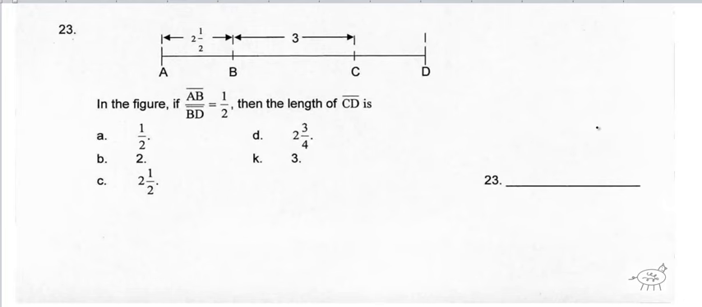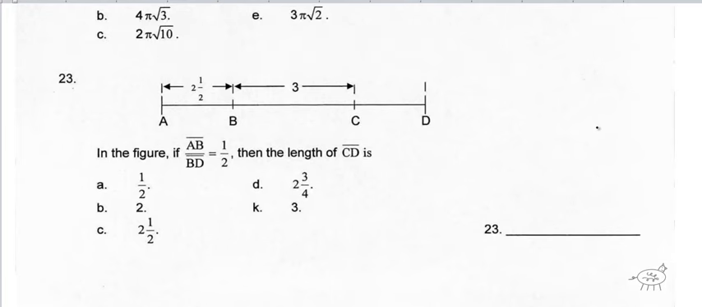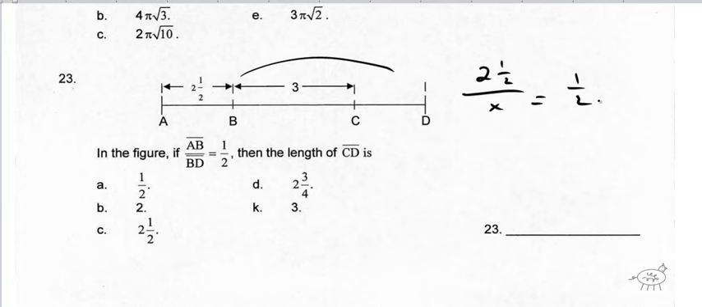23. It's a good problem here. In the figure, the ratio of AB over BD is 1/2. So you know AB is 2.5. So I can just set up a proportion. 2.5 over BD, and we'll call this distance here X, is equal to 1/2. Basically you're cross multiplying. So X times 1 is X, 2 times 2.5 is 5.